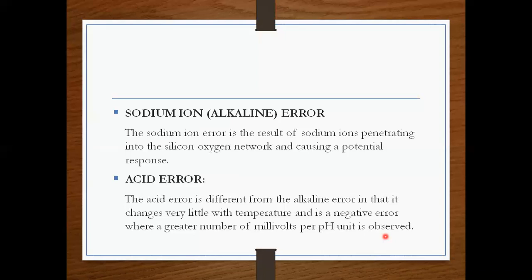For the correction of sodium ion error and acid error, the error in the alkaline solution requires a positive correction that is added to the observed pH value, whereas the acidic correction is negative.